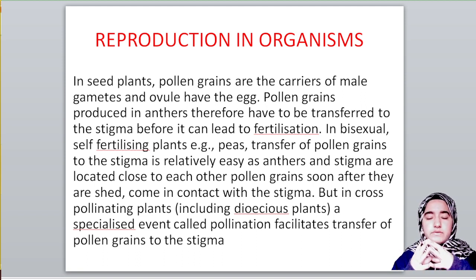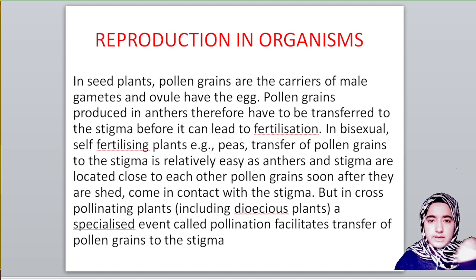But you will see in cross pollinating plants, in which the anther is formed in one plant and the stigma, the female reproductive structure, is formed in another plant, it becomes very difficult, because we need pollinating agents which will help in pollination. We will discuss in detail what the pollinating agents in our environment are. We will discuss that in the second chapter of this unit.